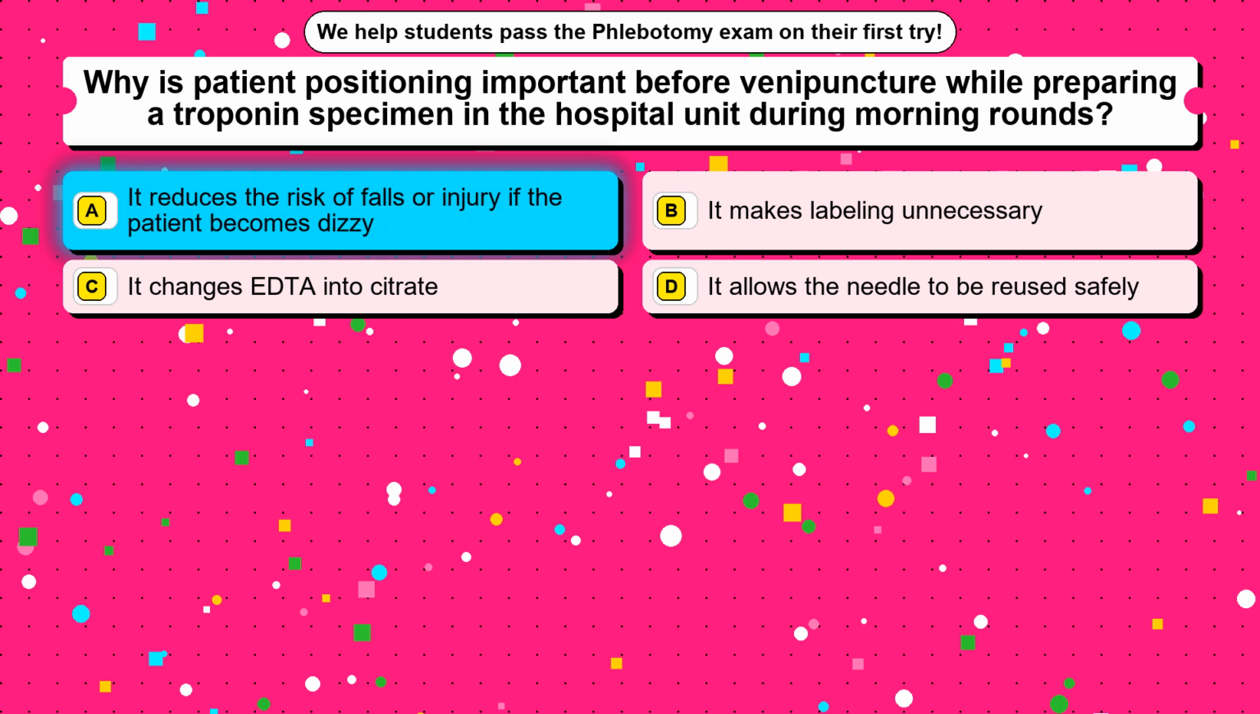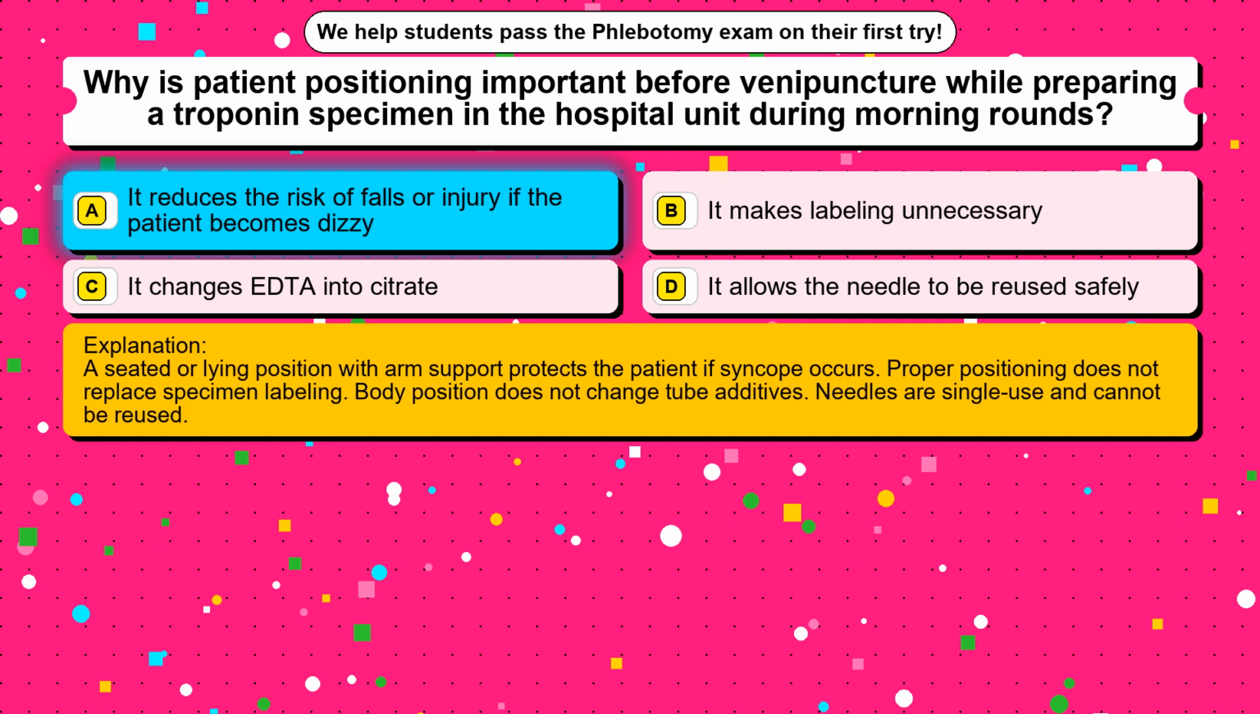The correct answer is option A. It reduces the risk of falls or injury if the patient becomes dizzy. A seated or lying position with arm support protects the patient if syncope occurs. Proper positioning does not replace specimen labeling. Body position does not change tube additives. Needles are single-use and cannot be reused.